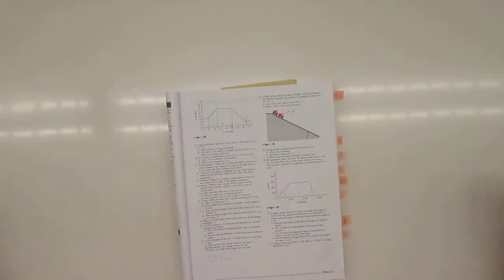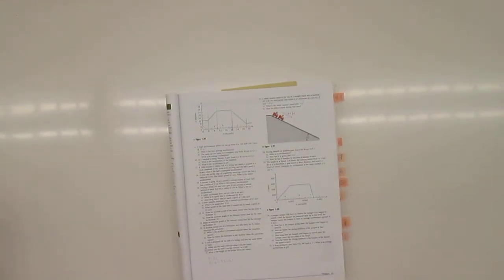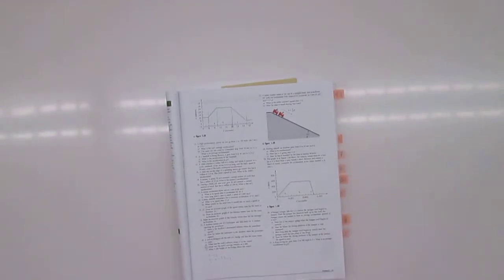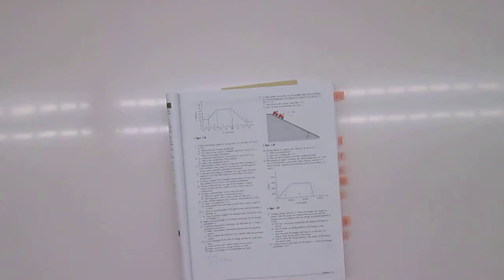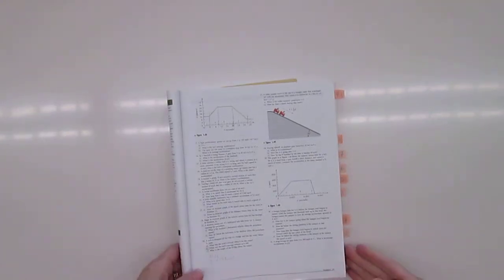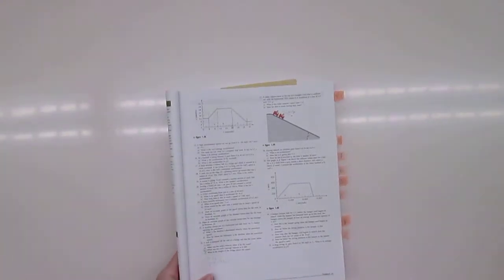Ready for number 23. 23A says draw an accurate graph of the speed versus time for the train in problem 22. So we look back at problem 22. A train initially stationary has a constant acceleration of 0.5 meters per second squared. So let's look at the information that we have and then create that graph.